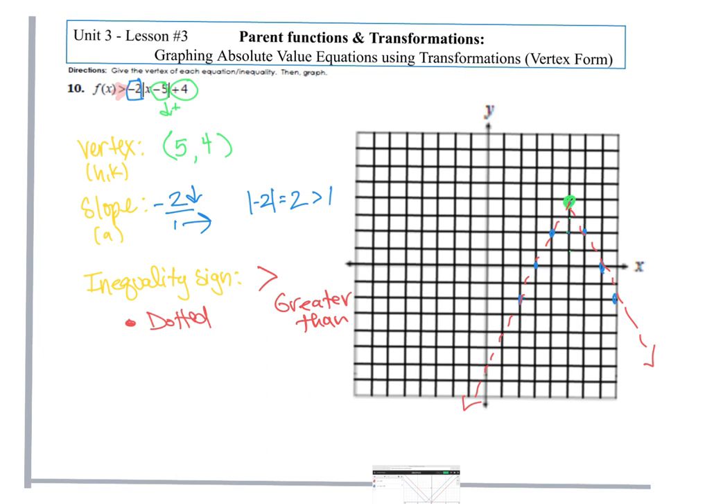And then it also tells me which way to shade. Greater than, to me, the numbers are getting bigger. That's going up. So I'm looking at my vertex and I'm shading everything above that. So above would be everything on this side of my V. We'll shade it in.